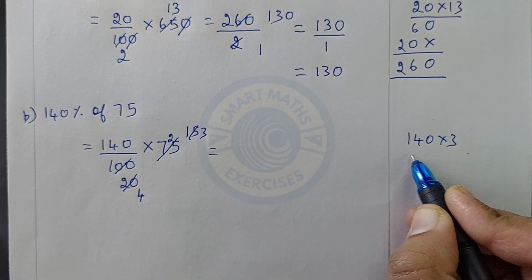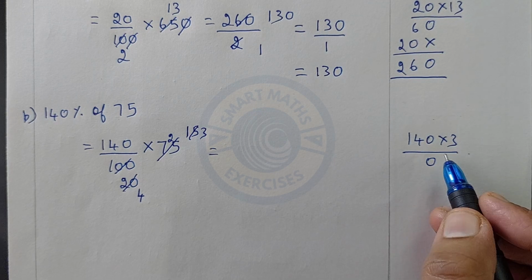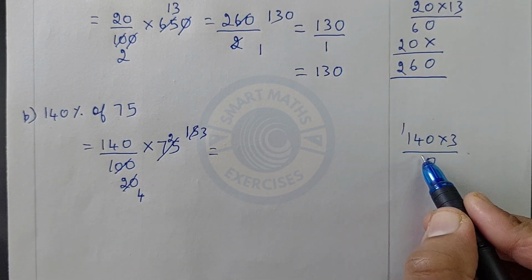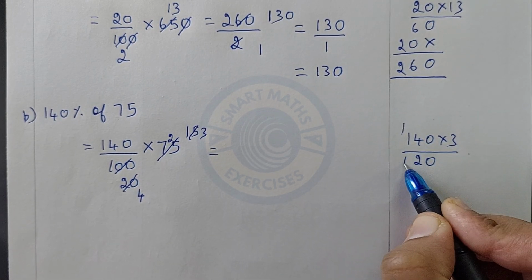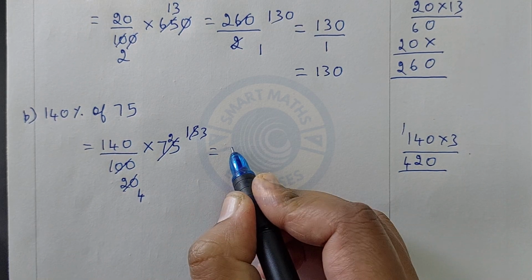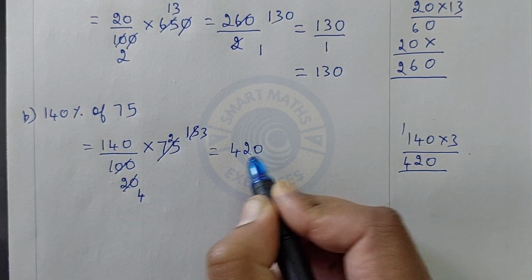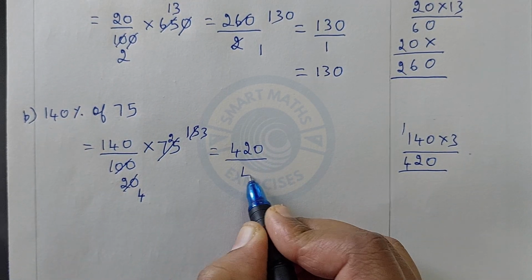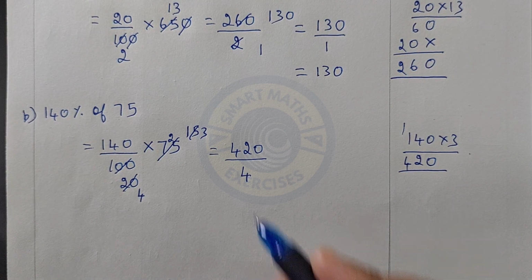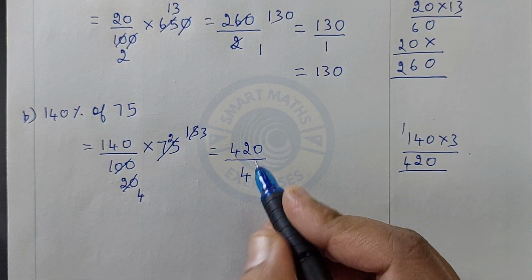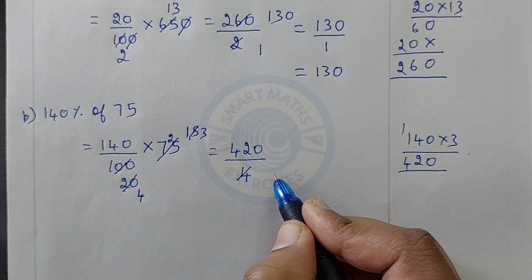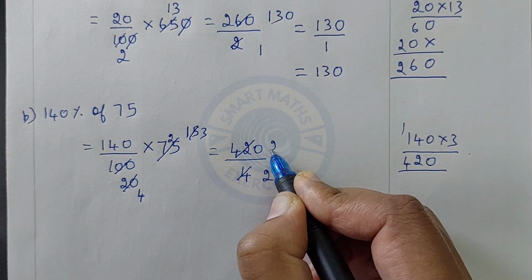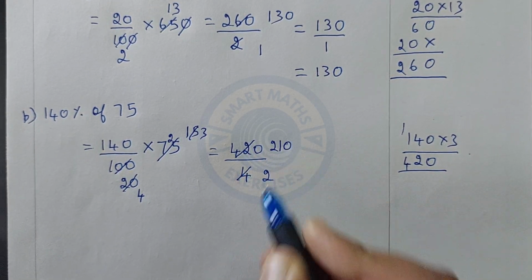140 into 3. 3 zeros are 0. 3 4s are 12. 3 1s are 3. 420. 420 divided by remaining 4. Now 420 and 4 both go in 2 table. 2 2s are 4. 2 2s are 4. 2 1s are 2. 0.